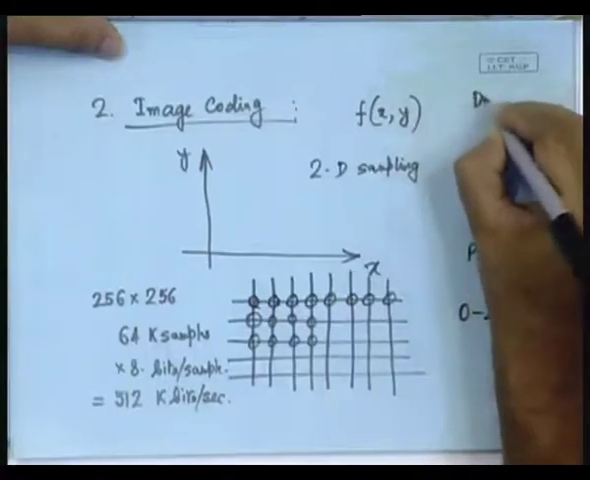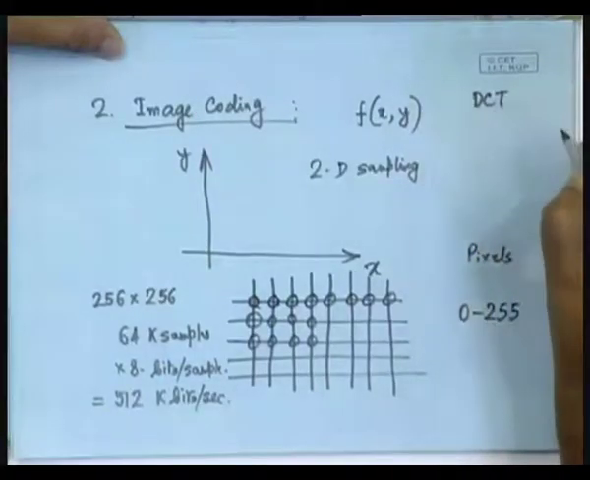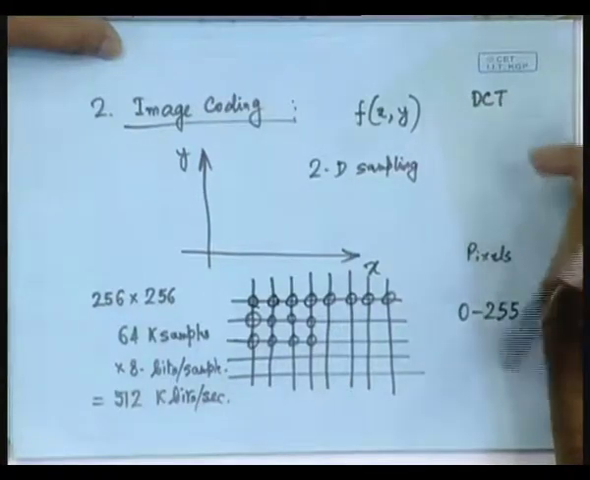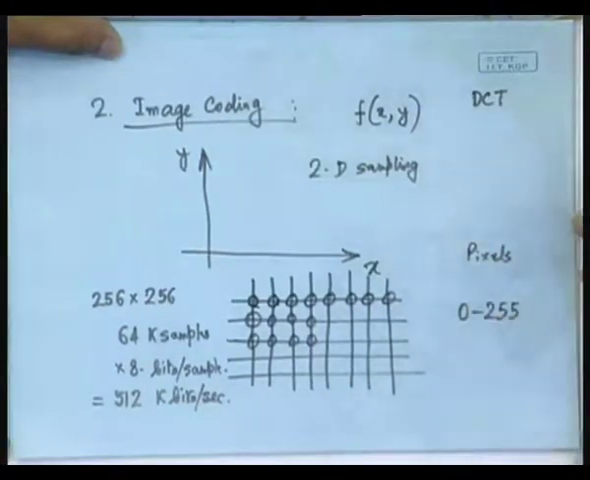We will be learning all these in this particular course. So under image coding, we will be learning about the different compression techniques, and especially we will talk about the discrete cosine transform, which is a very popular technique and has been adopted in the image coding standards that have evolved internationally.